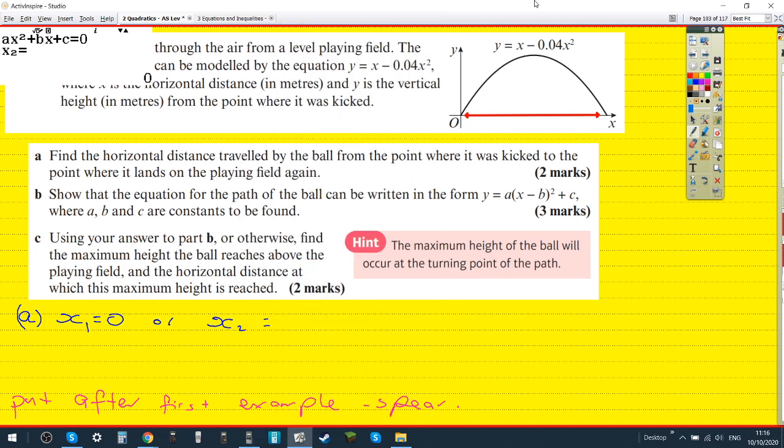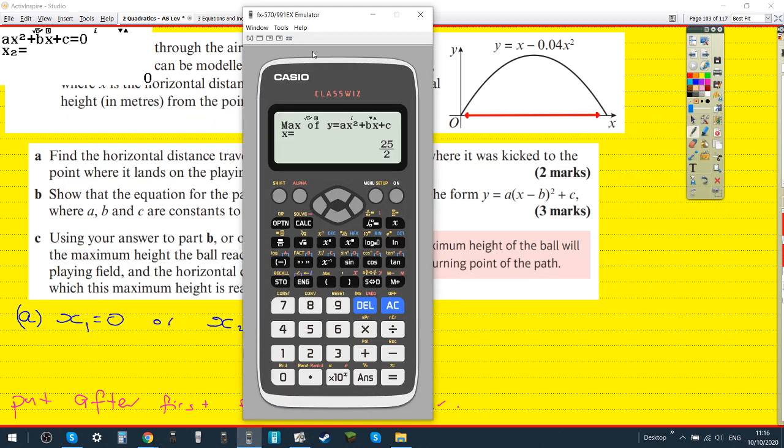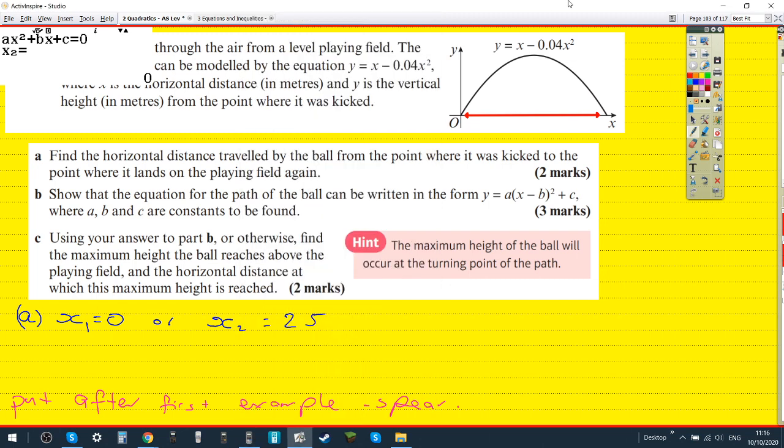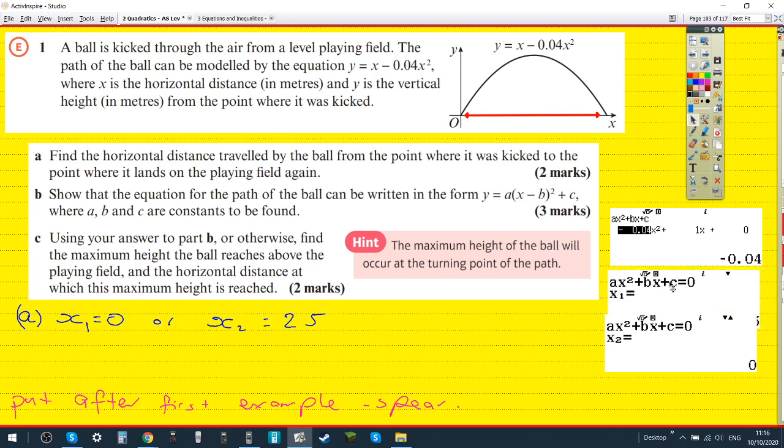And so, any idea what the horizontal distance is? 25. Yes, because it starts from 0. Yeah. Okay. Part B.